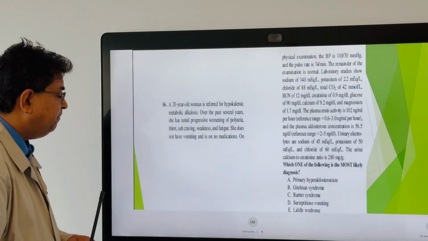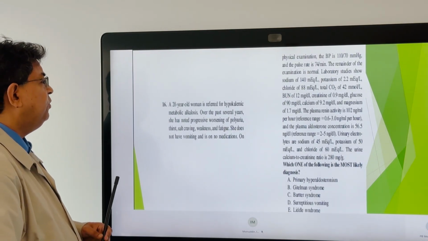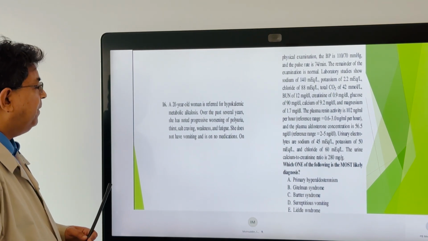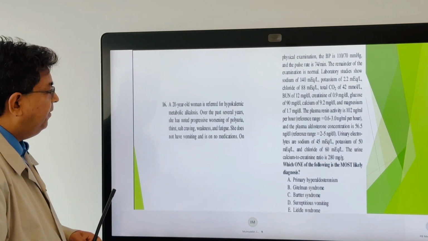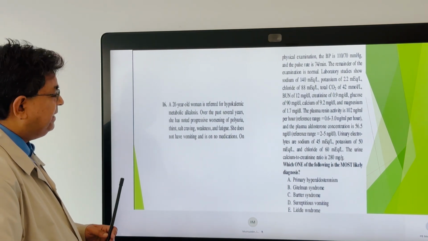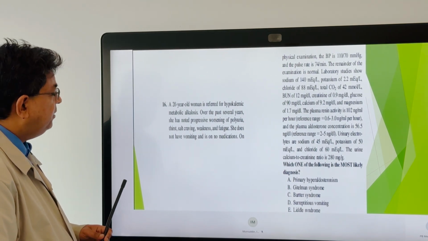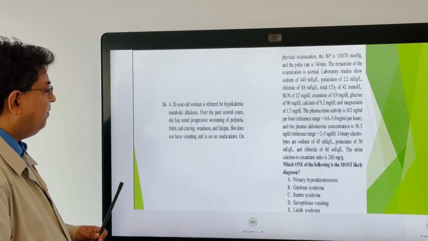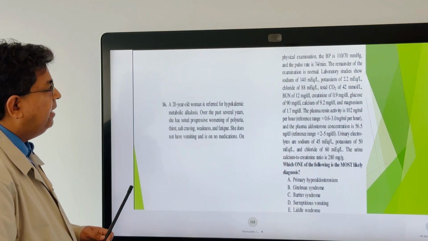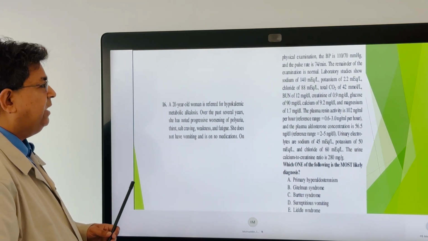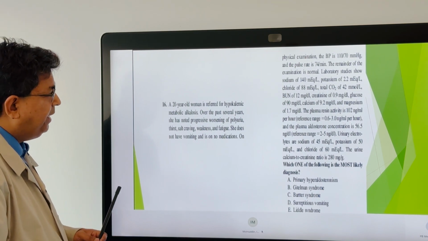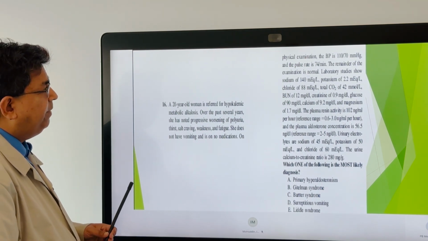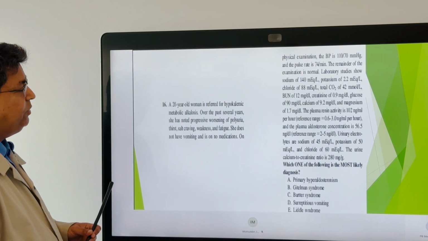Time for a question. A 20-year-old woman is referred for hypokalemic metabolic alkalosis. Over the past several years, she has noted progressive worsening of polyuria, thirst, salt craving, weakness, and fatigue. She does not have vomiting and is on no medications. On physical examination, the blood pressure is 110/70 millimeters of mercury and the pulse rate is 74 per minute. The remainder of the exam is normal.